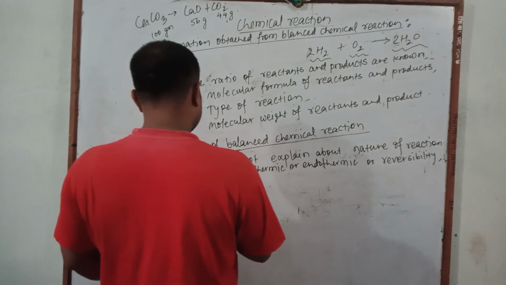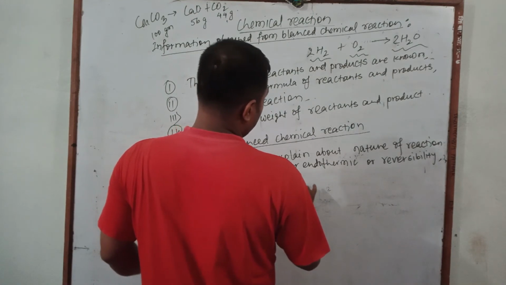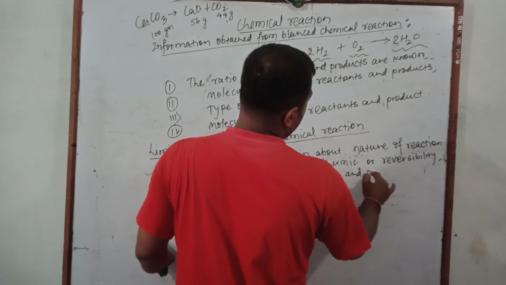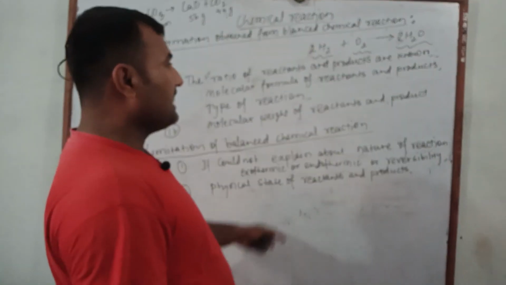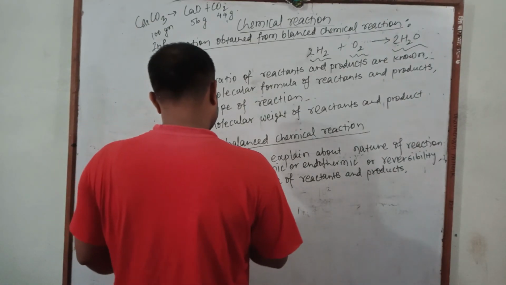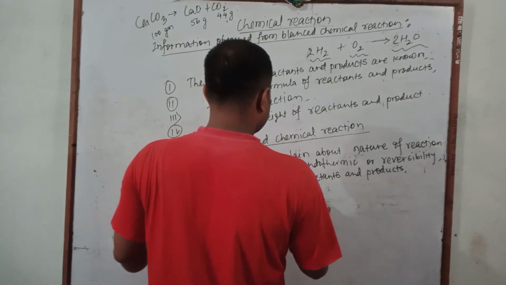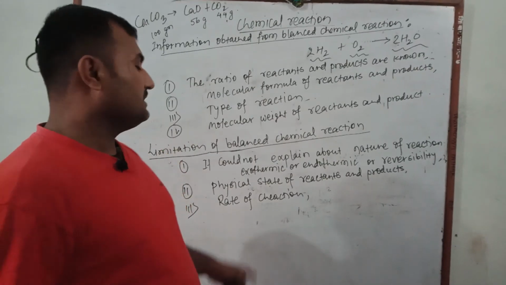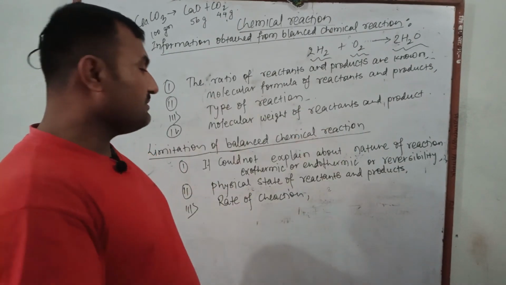Another limitation is the physical state of reactants and products. Whether the reactants are solid, liquid or gas is unknown here. Another is the rate of chemical reaction. Some chemical reactions are very fast, some are very slow. That can't be expressed by observing the balanced chemical reaction.